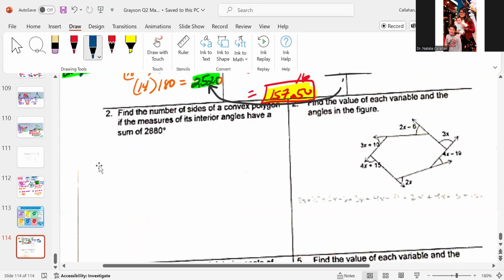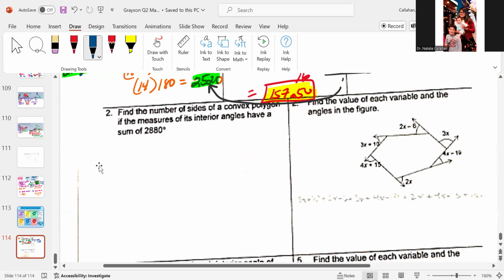Number 2. Read. Okay. So what is it asking to find? Interior. Side. Number of sides. So what letter represents side? N, right? Once you find N, second part you should know, is it each or sum? Sum. Interior or exterior? Interior. Okay, so what's the equation for that?